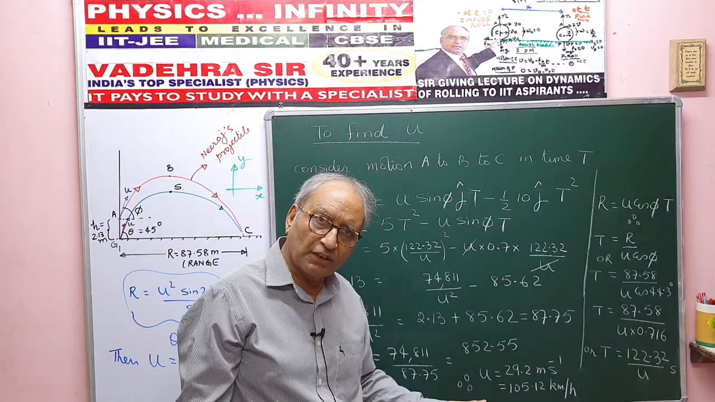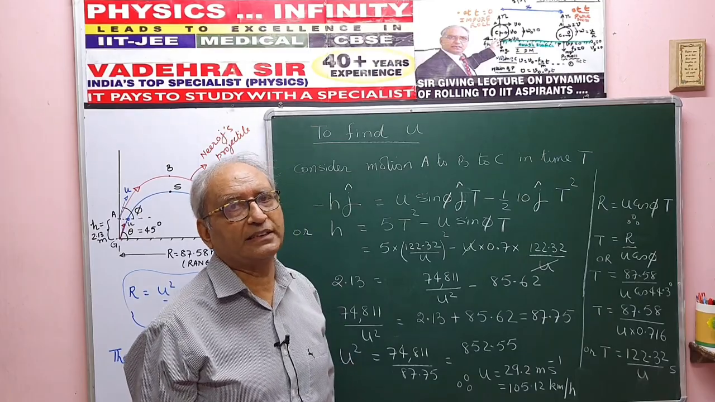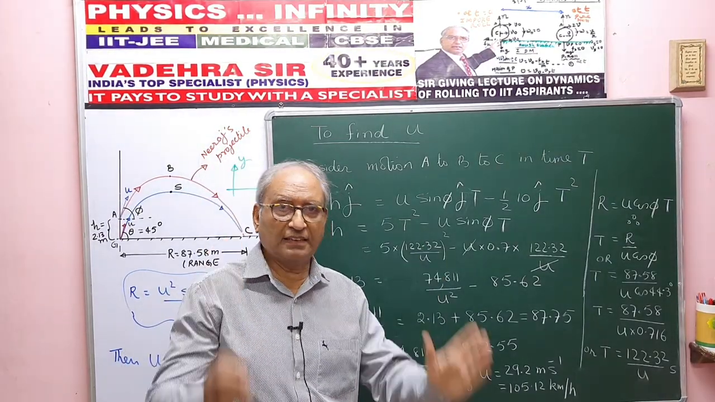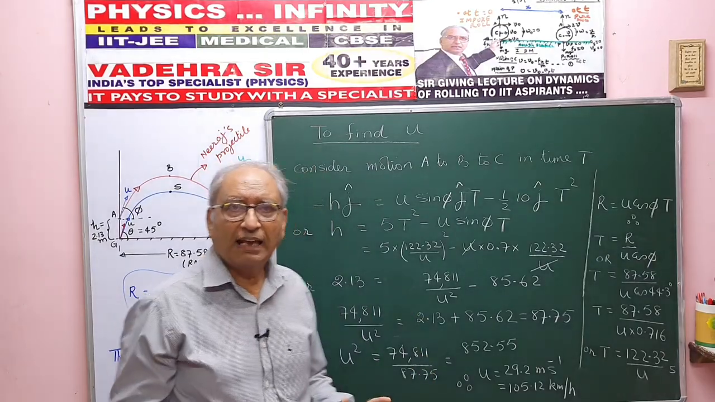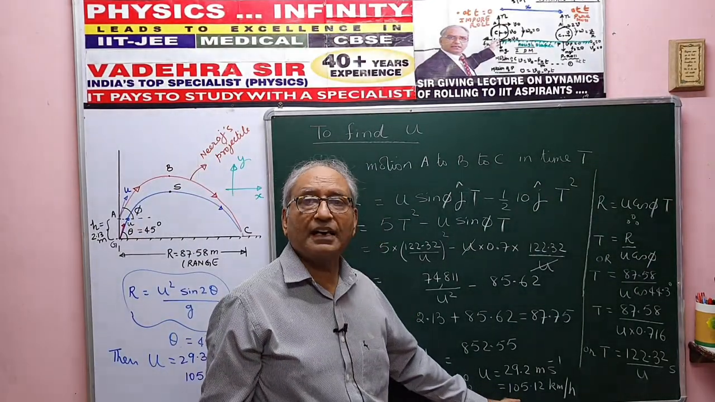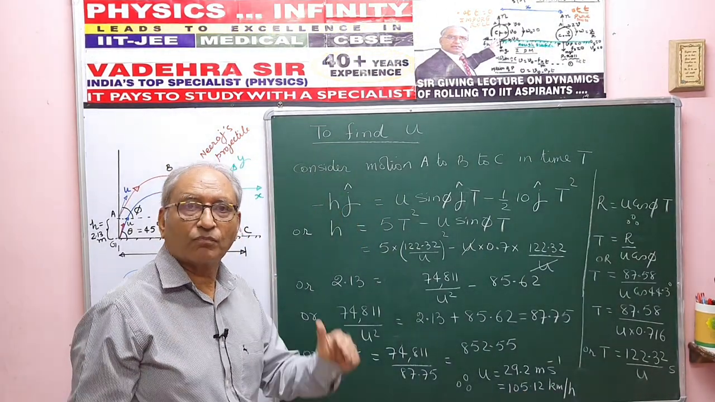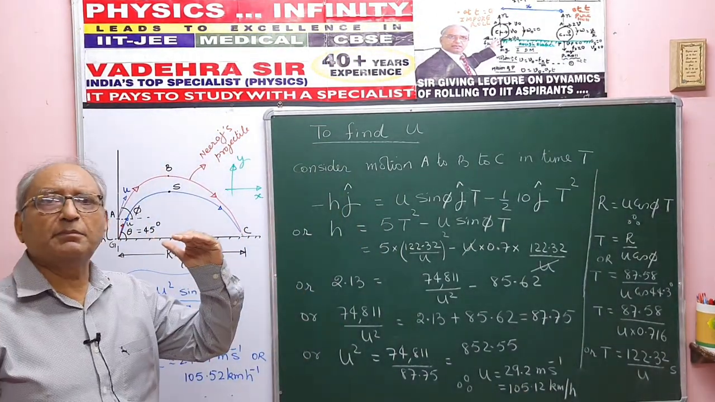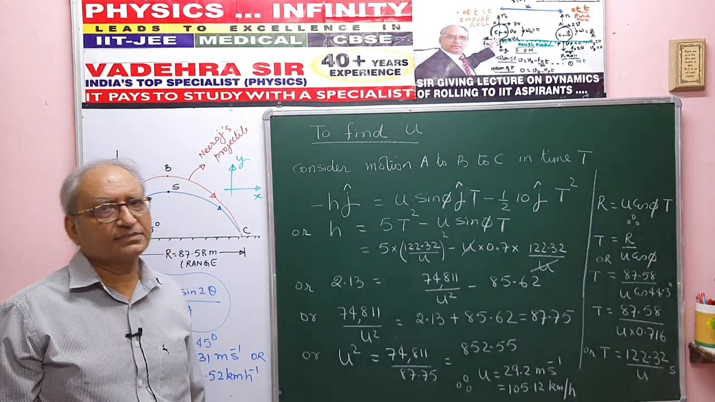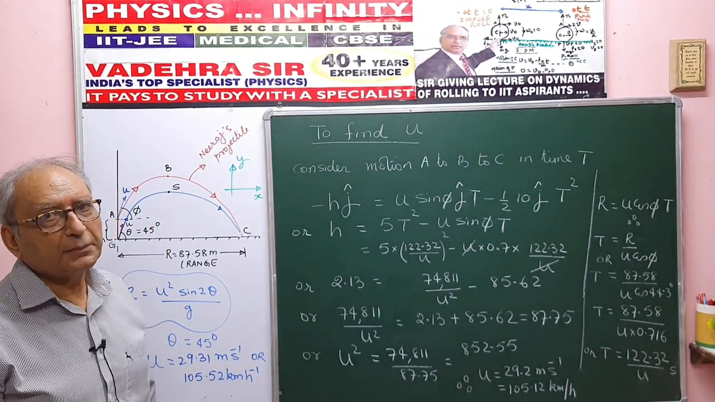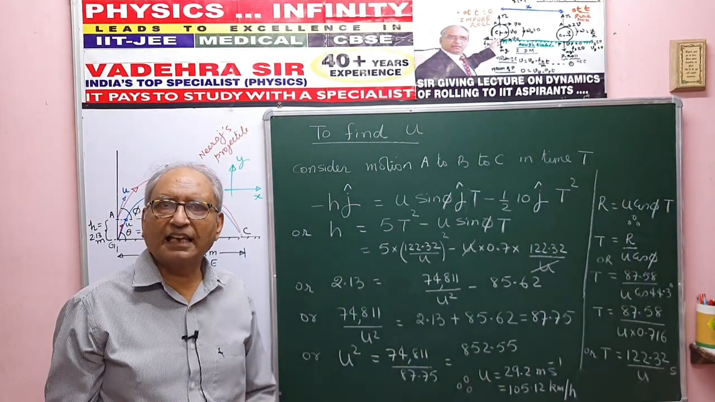I convert it into kilometer per hour, it gives me 105.12 kilometer per hour. So the result: Neeraj launched the javelin with a velocity of 105.12 kilometer per hour from a height of 2.13 meter above the ground at an angle of 44 degrees and 17 minutes. Well, very interesting.